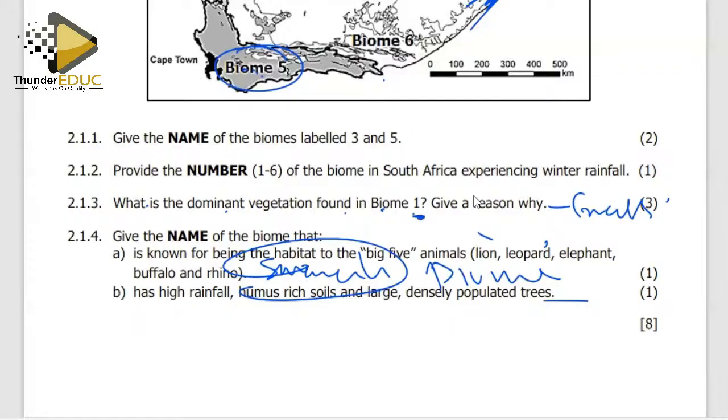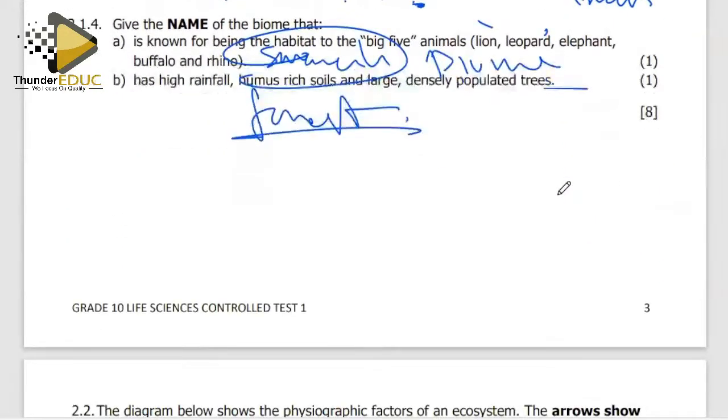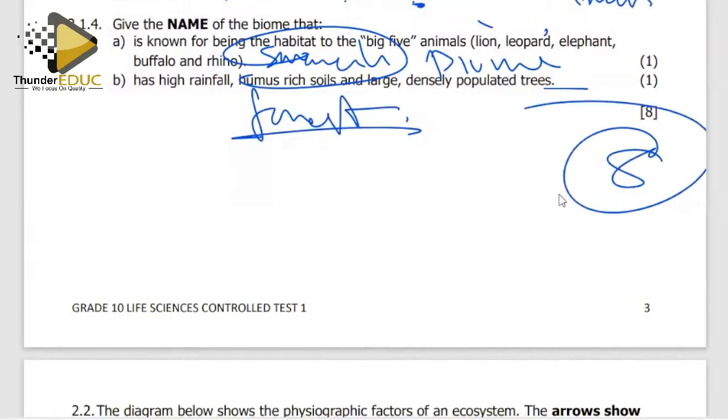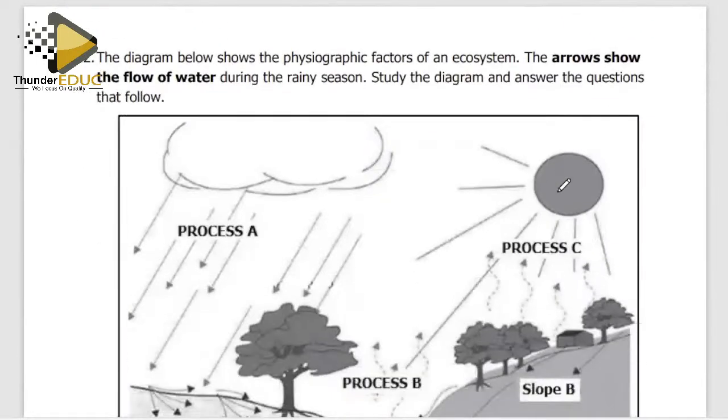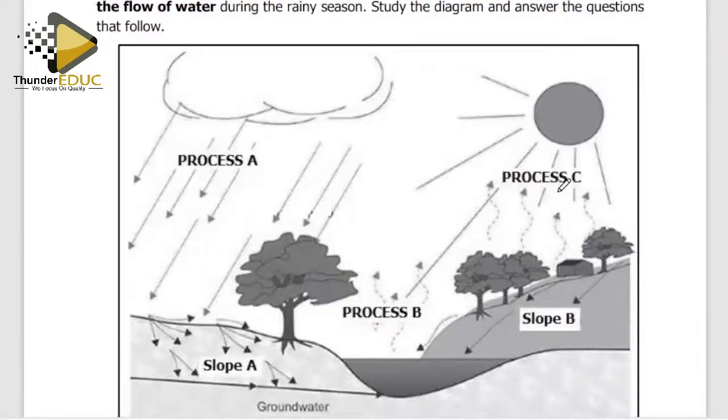They are saying the biome that has the highest rainfall, humus-rich soil, and densely populated large trees. So what is that? It's basically forest. You know, when you stay in forest, you feel the life. Yeah. Who got 8 out of 8? If you got 8 out of 8, congratulations. Let's go to question number 2.